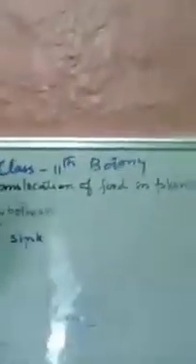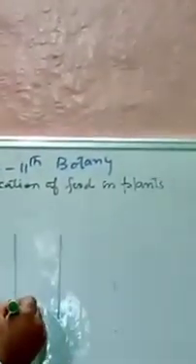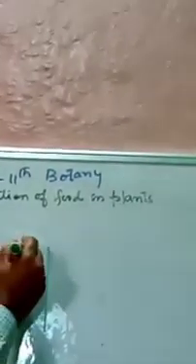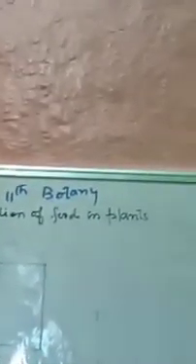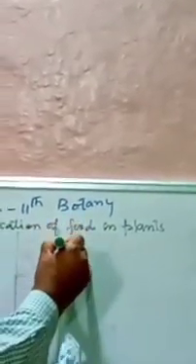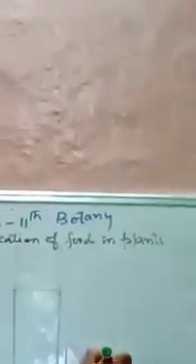Now, how is this food being transported? See, we have this theory, the mass flow hypothesis. Let it be this, what we call a sieve tube, and this is one more sieve tube, and this is one more sieve tube. This is the side.